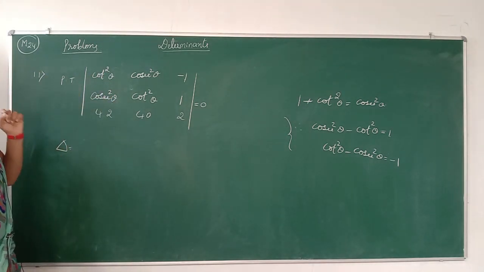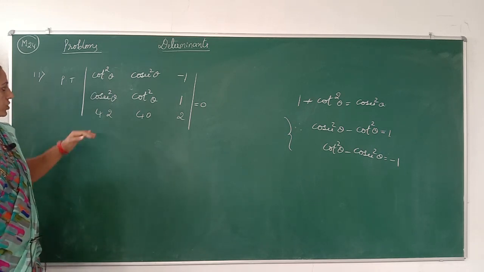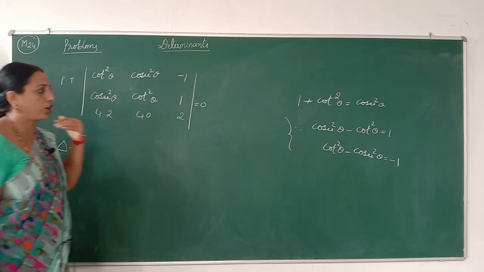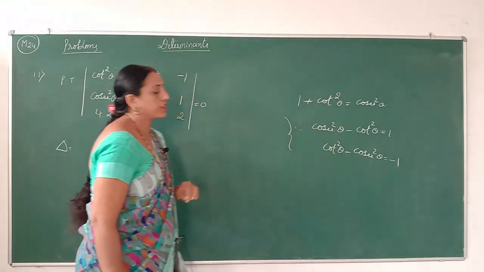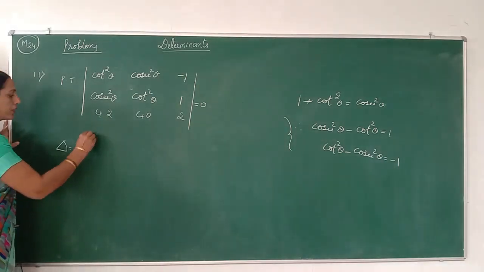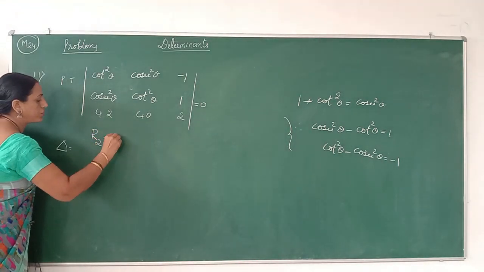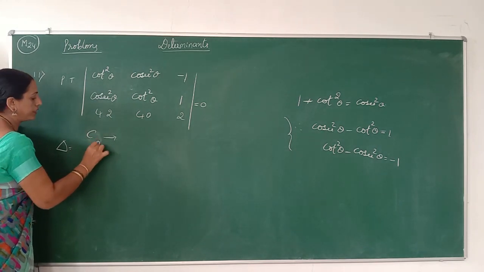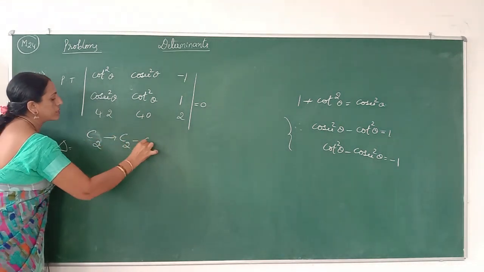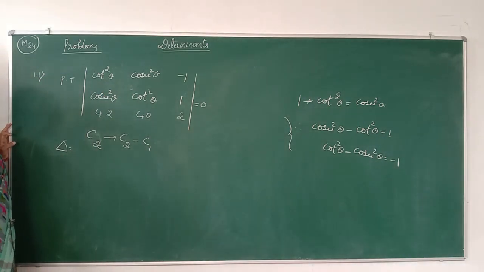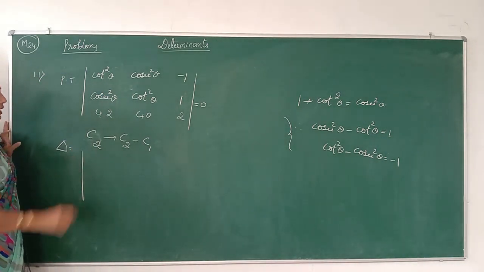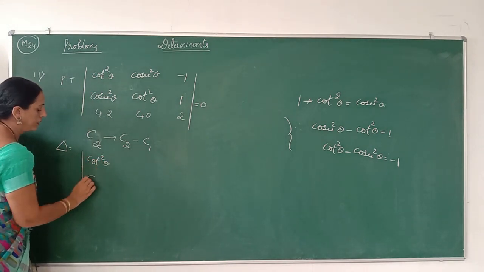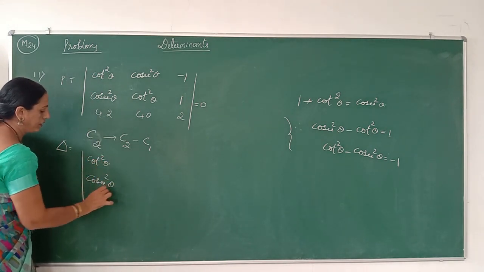We choose any row or column operation. After subtraction of the corresponding elements of the rows or columns, if the result exists in the form of some standard result, we use it. Therefore, C2 can be changed with C2 minus C1. C2 changes with C2 minus C1. Then the elements of the first column are cot square theta, cosecant square theta, 42.